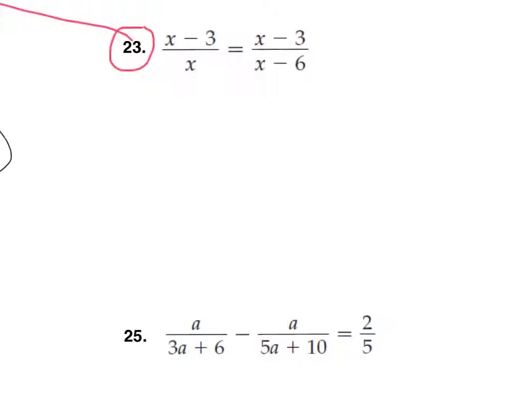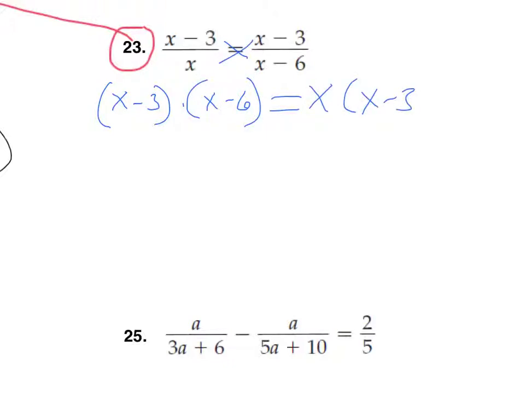All right, here's another one. Notice we just have one fraction equals another fraction, and that is it. So let's cross multiply. Over here, I'm going to have x minus 3 times x minus 6. And I probably should not just write it like that, should I? I need to have parentheses. On the other side, x times x minus 3. Now the right side, you know you can just distribute. We'll get x squared minus 3x.